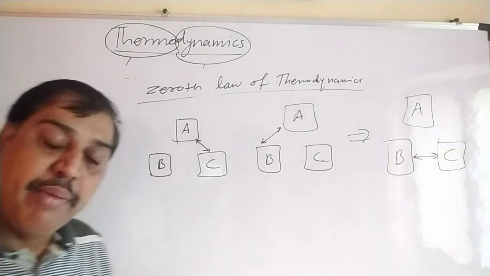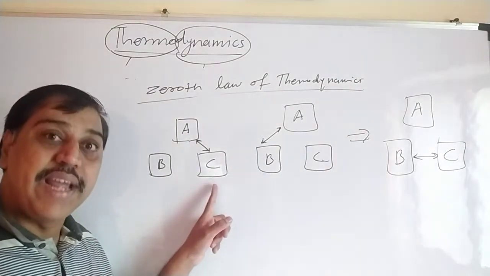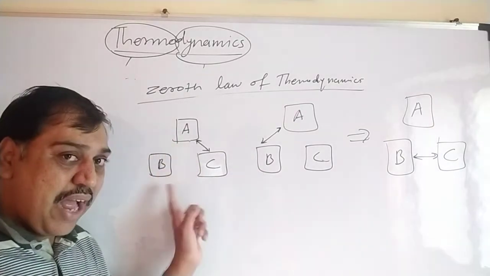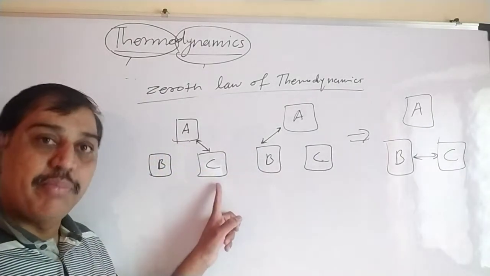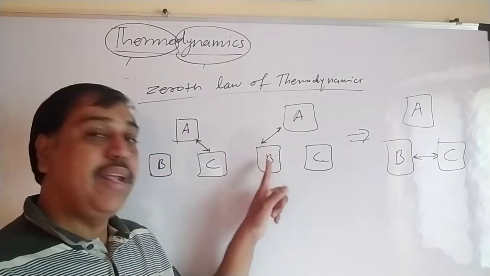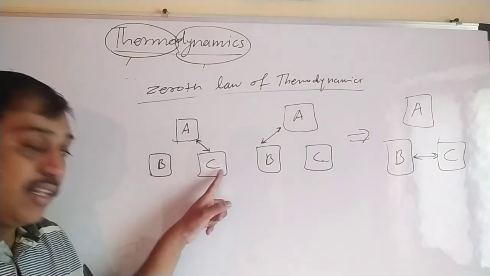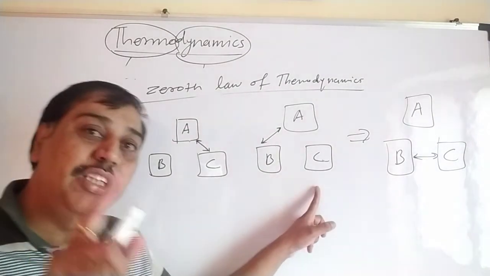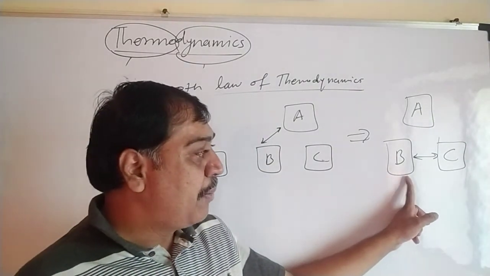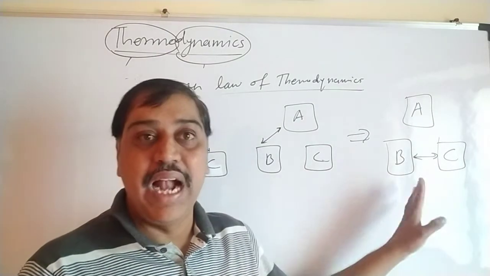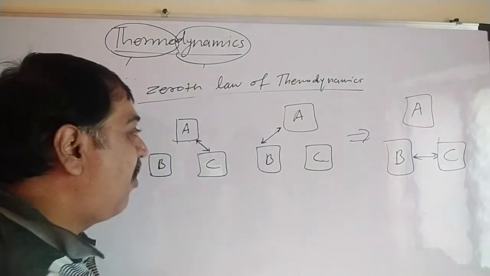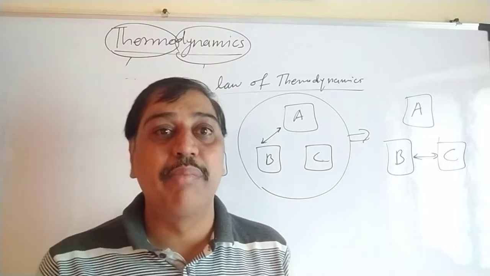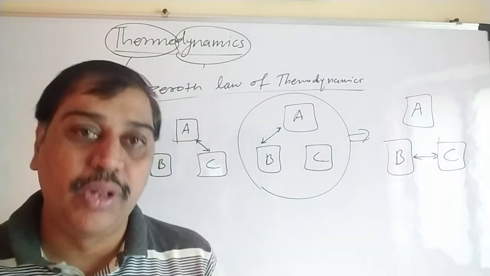They are in thermal equilibrium means the temperature of A and C is the same. Out of the three bodies A, B, C, A and C are in thermal equilibrium. In the second case, if A and B are in thermal equilibrium, then B and C must be in thermal equilibrium, and that they have shown here. In short, all three bodies A, B and C have the same temperature. They are said to be in thermal equilibrium, and that is nothing but the zeroth law of thermodynamics.